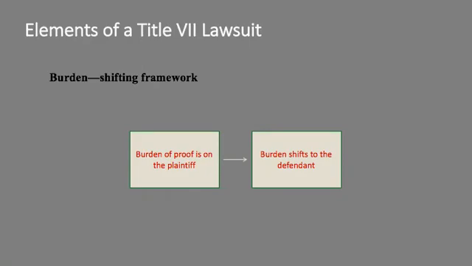Okay, so we're going to talk briefly now about the elements of a Title VII lawsuit. So you can see here that the burden of proof here is kind of on both parties in a Title VII lawsuit. It's got this sort of shifting framework in terms of application. So the burden of proof will start with the plaintiff, and the burden will be on them to prove that discrimination has occurred in an employment setting, right?